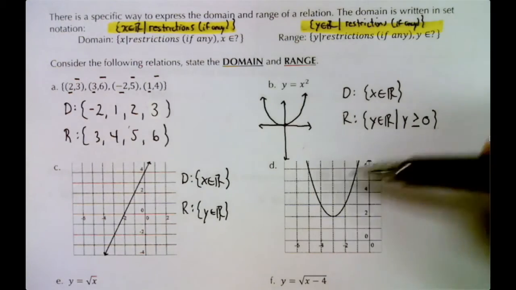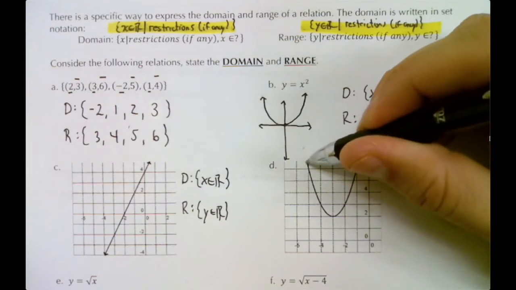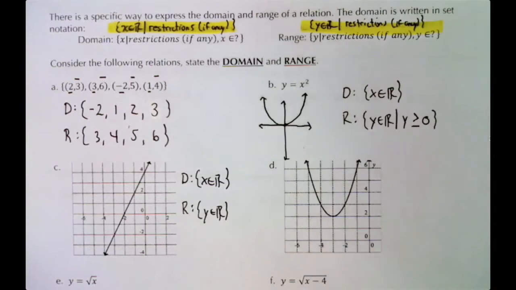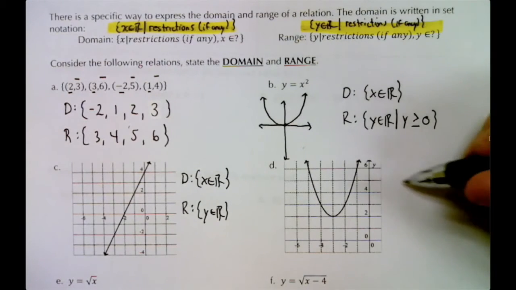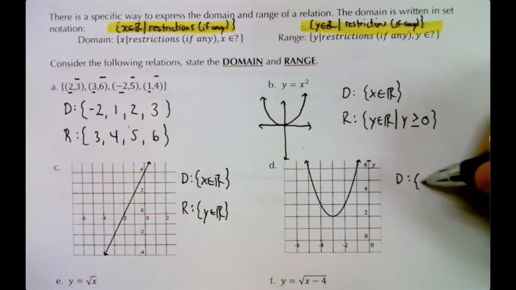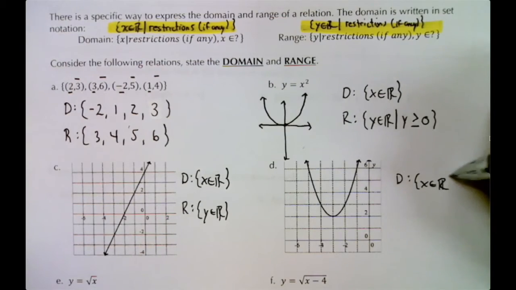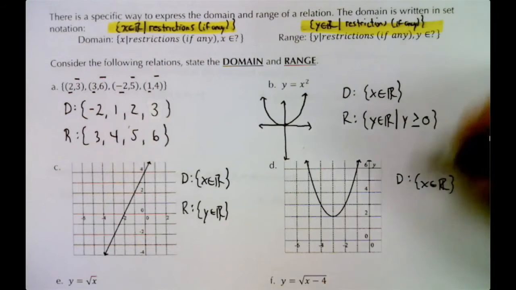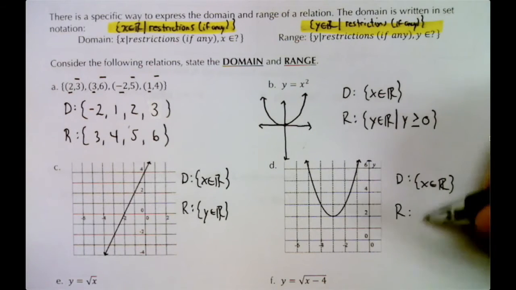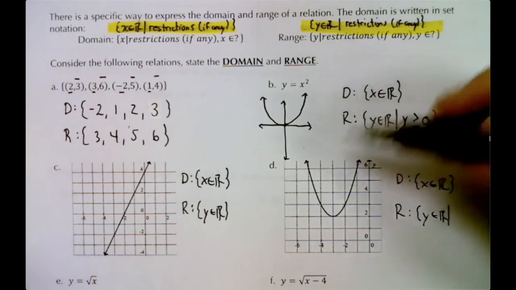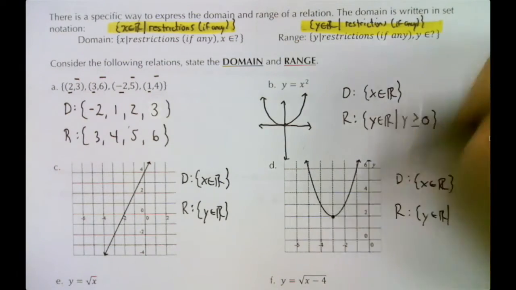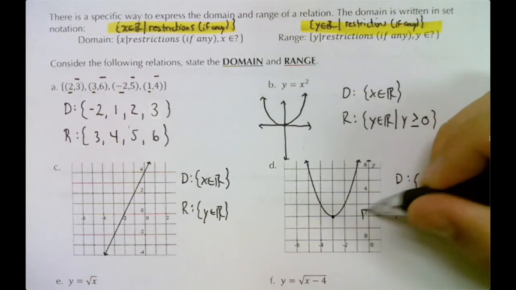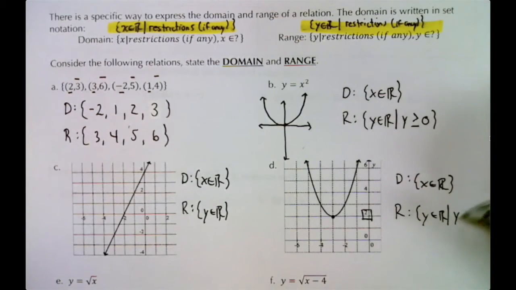For D, we have another graph. It's a parabola again, and it continues up. All of our parabolas are always going to have the domain x belongs to real, because our parabola continues left and right and is always connected in the middle. The range is the component that will have a restriction. Y will belong to real, but there's a minimum value of y because our parabola opens up. That minimum value is 2, so we have to say that y is greater than or equal to 2.